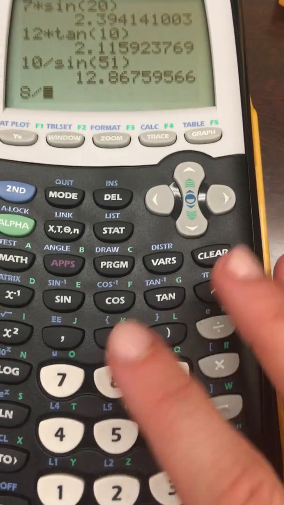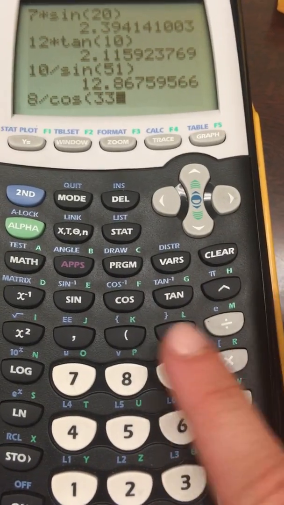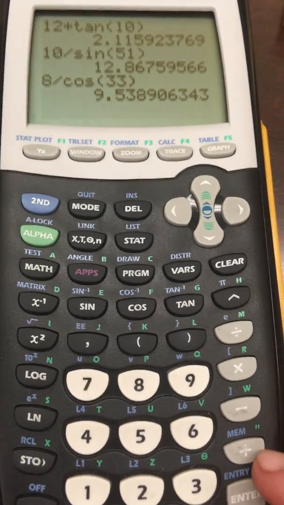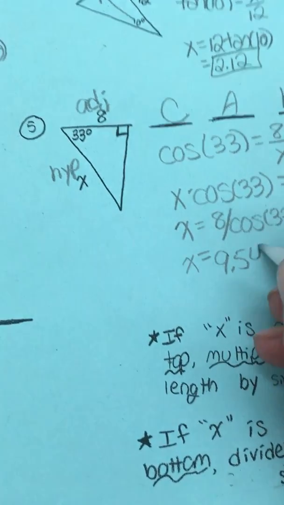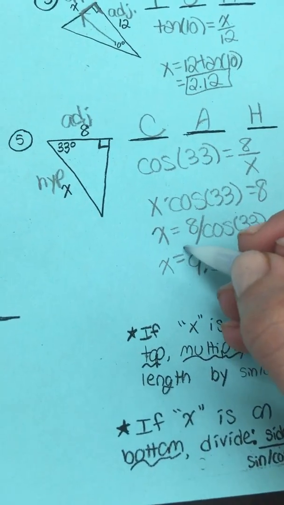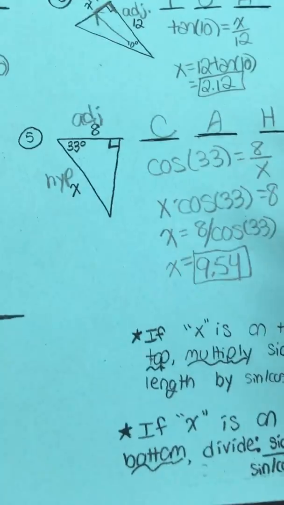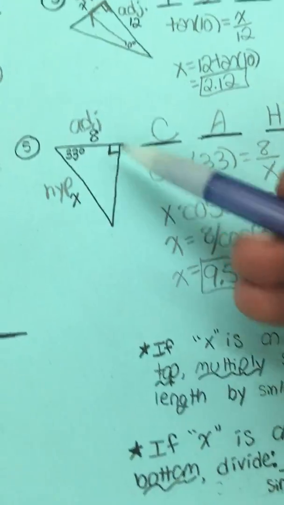Once you set that up, just use your calculator. 8 divided by cosine of 33. 9.54. Which makes sense because the hypotenuse does have to be longer than the legs. Not everything is drawn totally to scale, but you know that the hypotenuse must be longer than each of the legs.